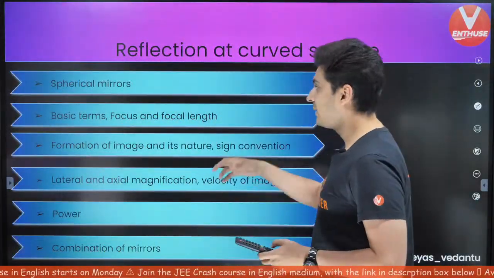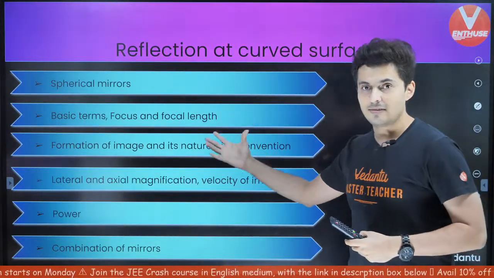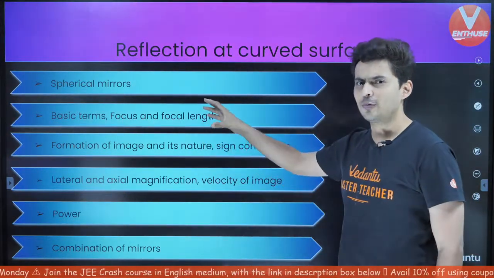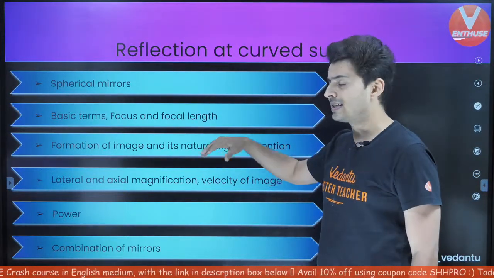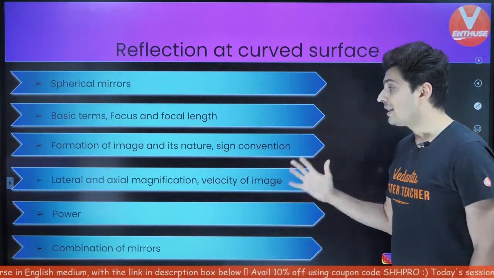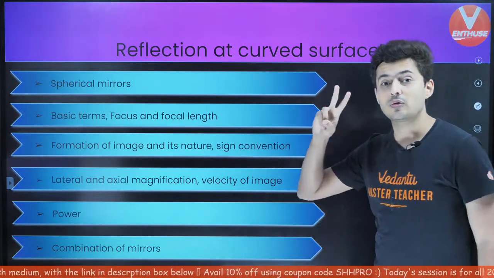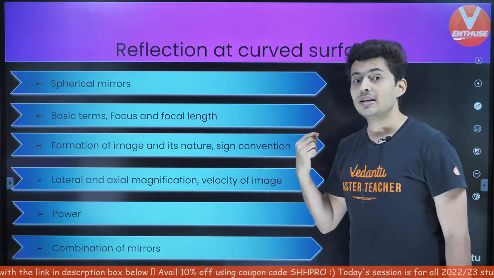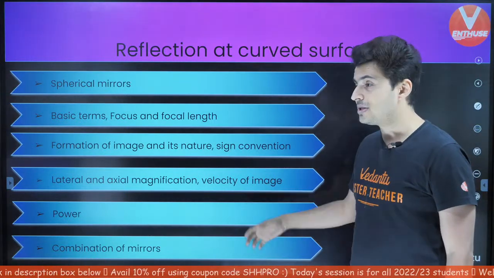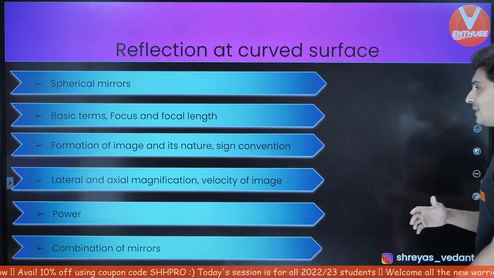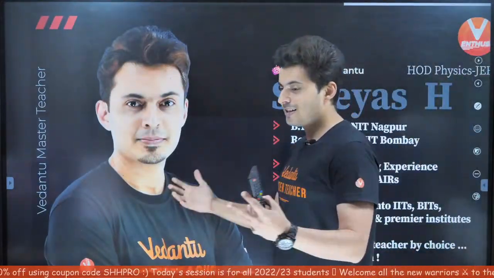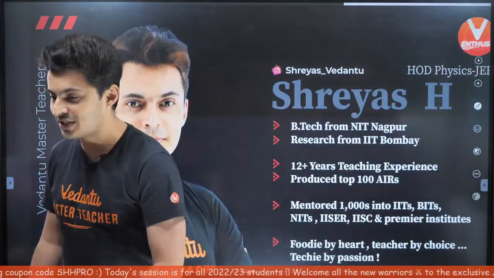We're going to start with different kinds of spherical mirrors, the definitions, the terms. This is kind of a revision from your 10th standard syllabus. But after that, you're going to see a lot of interesting things like formation of images, and then also the magnification, but of two types: lateral and longitudinal, speed of image with respect to the object and the mirror, power and combination of mirrors. All of this in today's session with me, Shreyas, your physics master teacher.